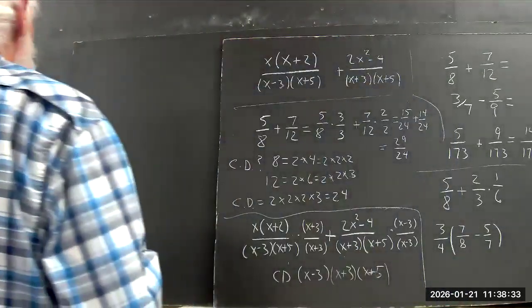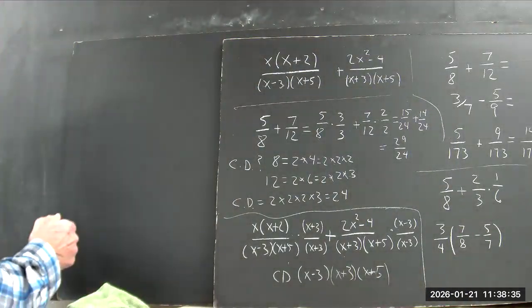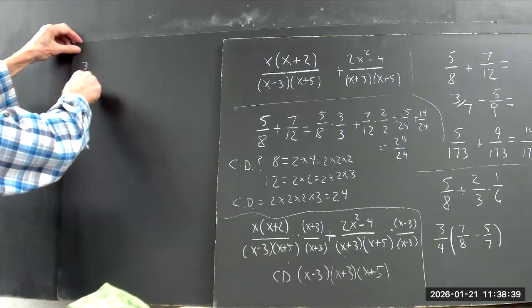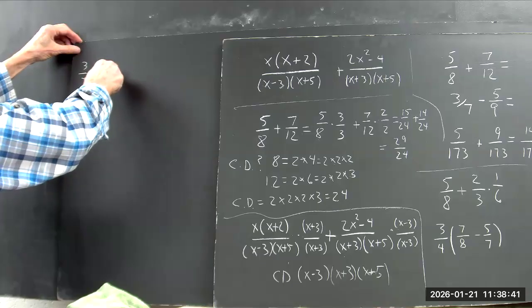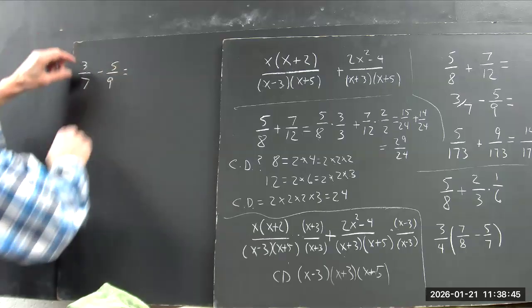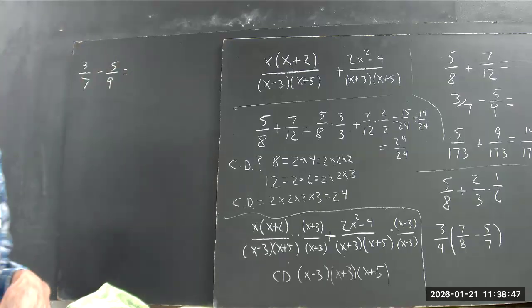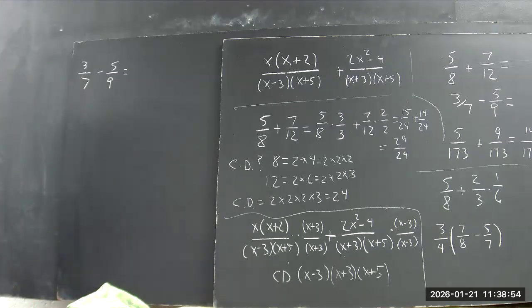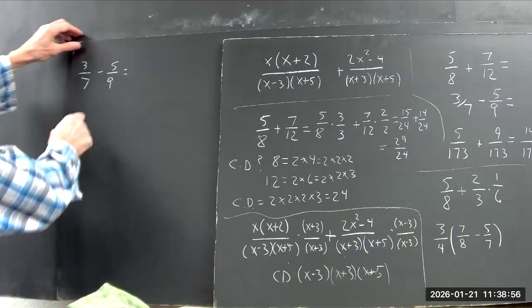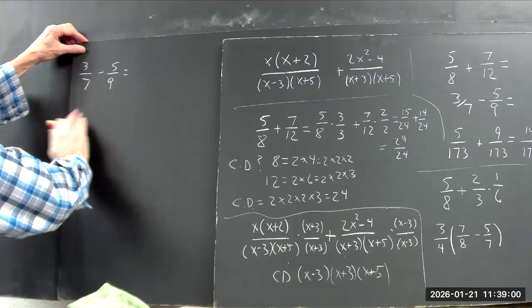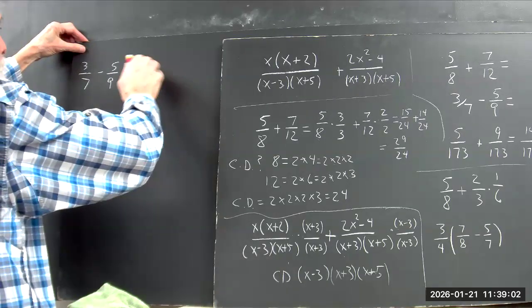Okay. Now let's take the second problem. I'll just read it. 3/7 minus 5/9. I wrote it without the slashes, but I'm reading it with the slashes. It's just 3/7 minus 5/9. Okay. What else? You need a common denominator, right? So find a common denominator. Now I'm going to do that over here.